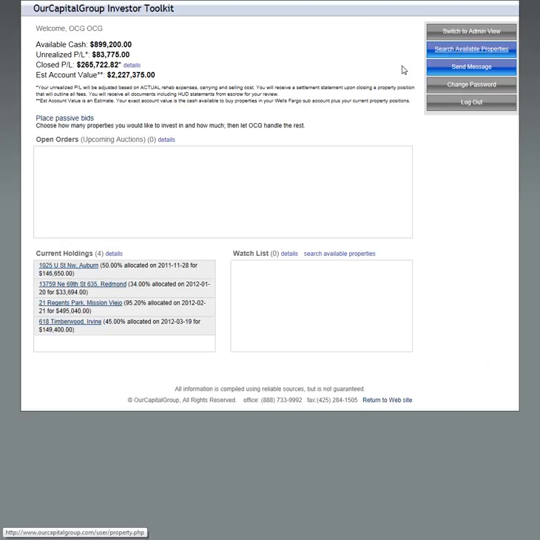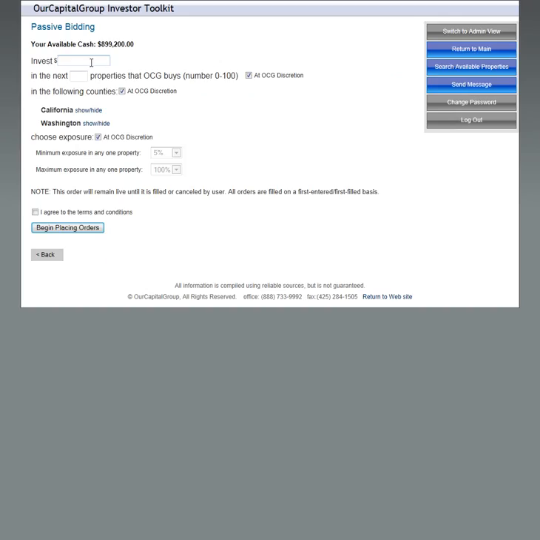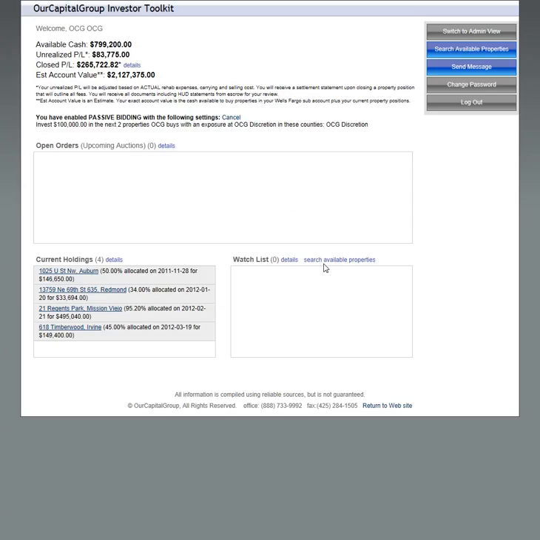Passive bids are nice because you can simply go in and say, for example, invest $100,000 in the next few properties. I can unclick that, and the next two properties, for example, that OCG buys. California or Washington, I don't mind, so I can keep it at OCG's discretion. The exposure I'll keep at OCG's discretion. I agree to the terms, and then I place the order. And then that order will go into a queue. And remember, you can always cancel it as well.